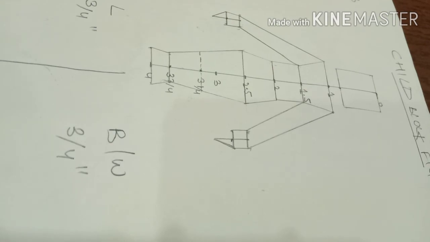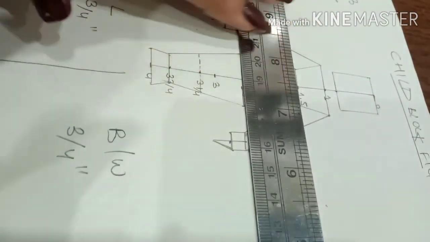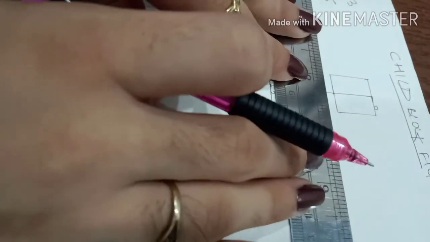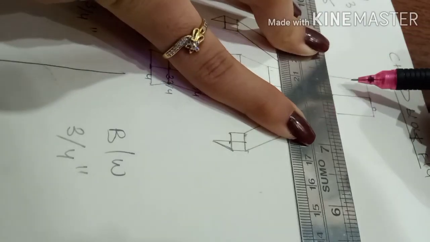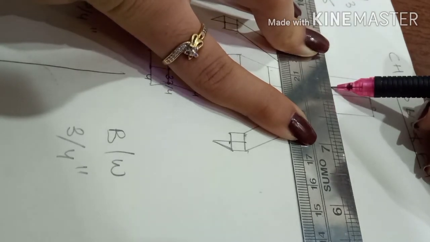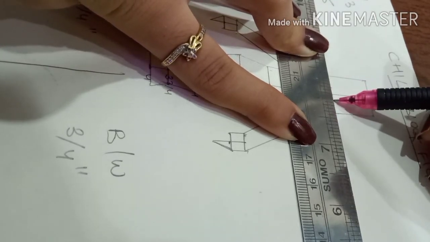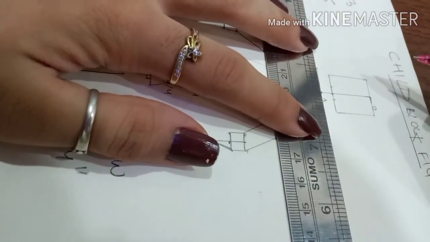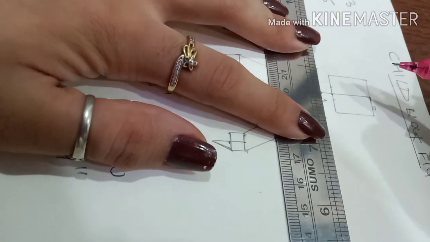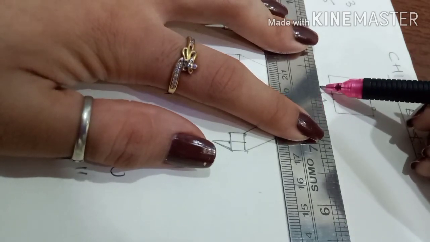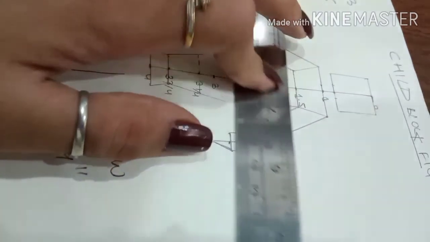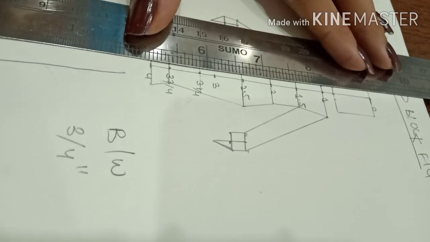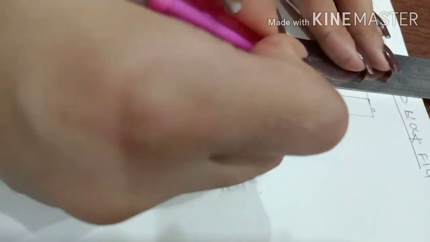And now we will make the neck. The width of the neck is 0.2 on both sides, that is 1 and 2, 1 and 2, same as on the shoulder line. And now join these points.